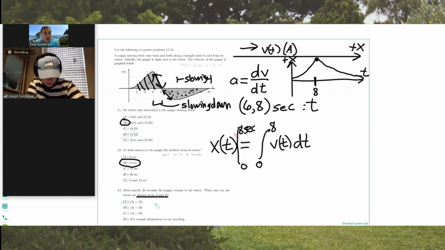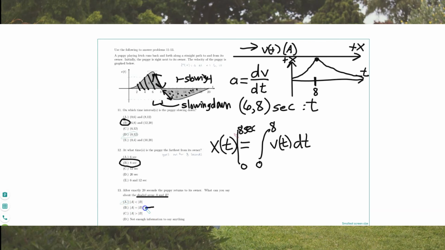So the two areas should be the same, but if the two areas should be the same, then which of those does that indicate on number 13? B. I think so. So I think in choice B here, if we do absolute value of each area, then they should be equal because the puppy returns.